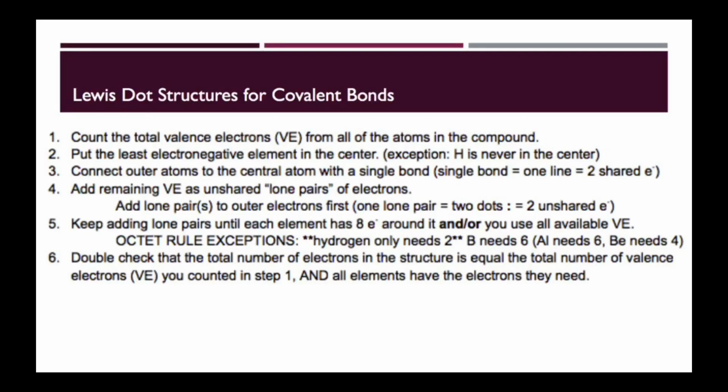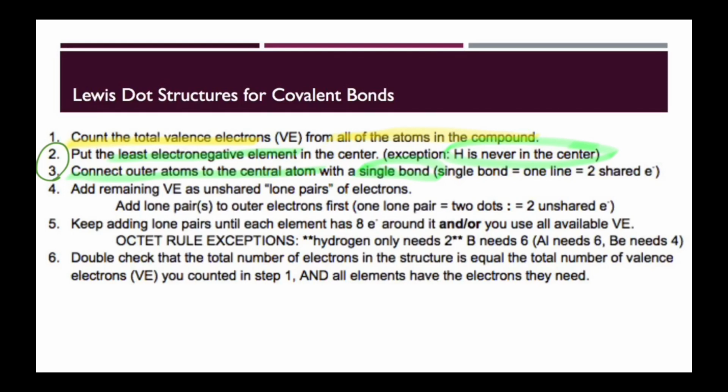Now, after we have done that, and consider these next 2 steps as a single step, we're going to decide on the basic structure of our covalent Lewis dot and put the least electronegative element in the center and connect the outer atoms to the central atom with a single bond. Everything's got to be connected in order to be a molecule. Now, the one exception to putting the least electronegative element in the center is hydrogen. Hydrogen is never in the center.